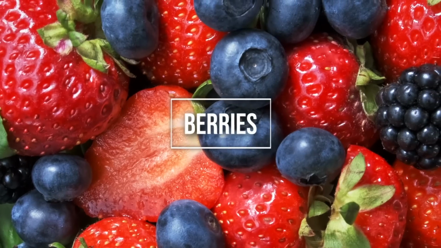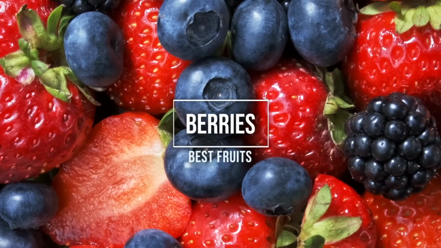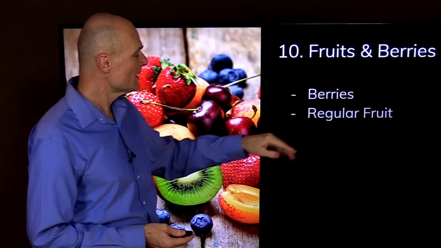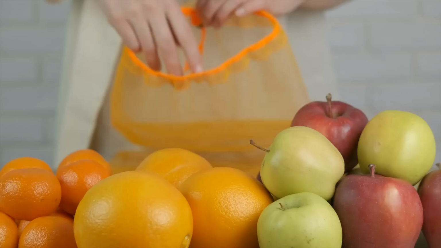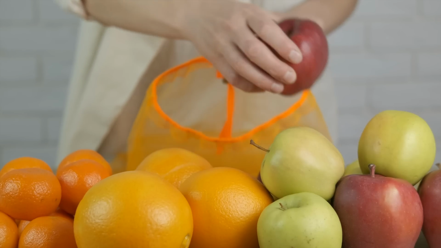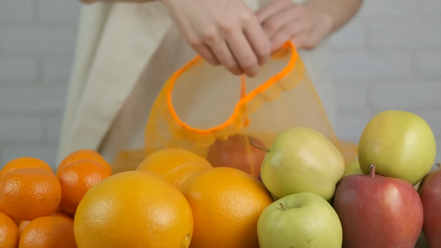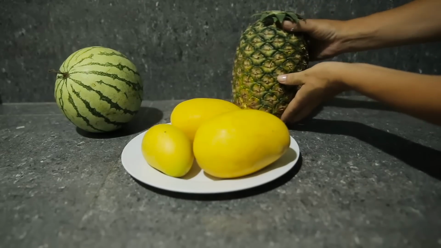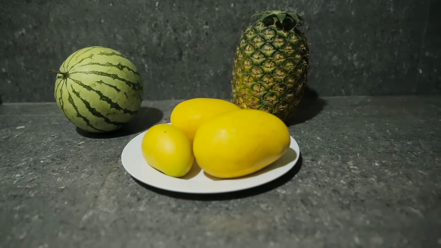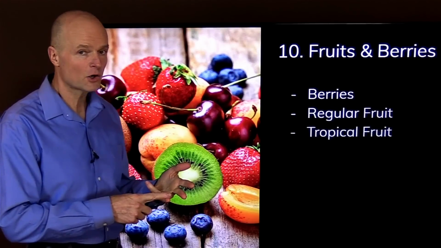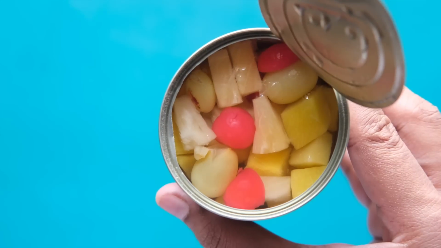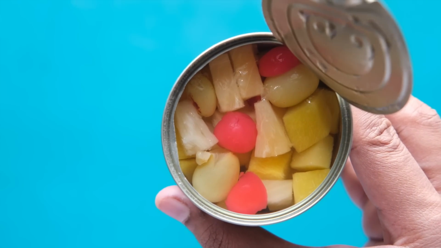So berries are the best kind because they're high in fiber, high in nutrients, low in sugar. Then we have things like regular fruit, more like cherries and apples and oranges and things like that. Then we have tropical fruit, which are sweeter. They're pineapple, banana, mango, etc. And then we have canned fruit, which is more processed. That's not a great thing.